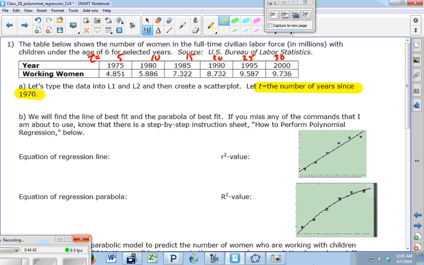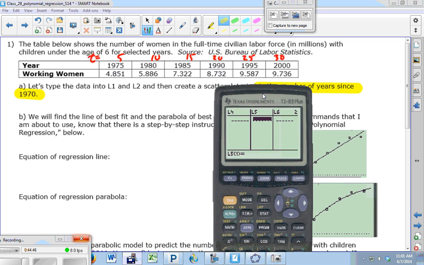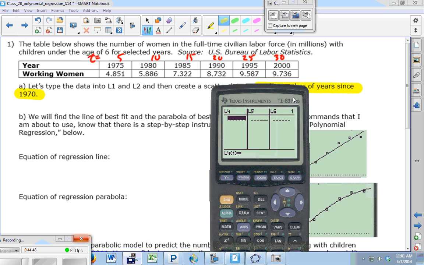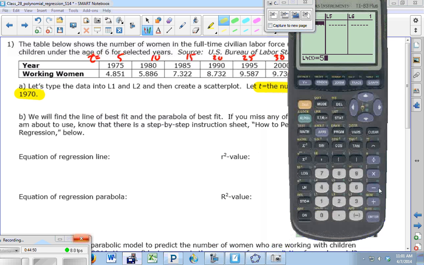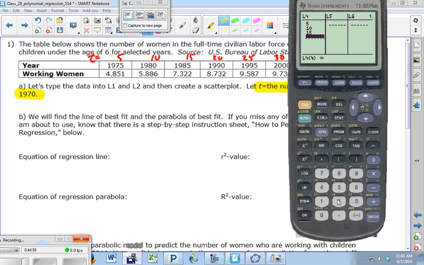Okay, so I go to my calculator, and in my first list, I do 5, and then I just increment by 5, 10, 15, 20, 25, 30. Okay.